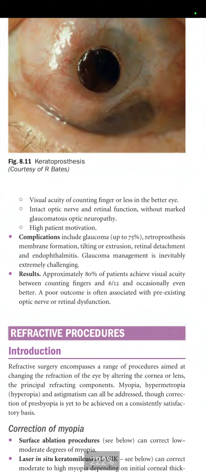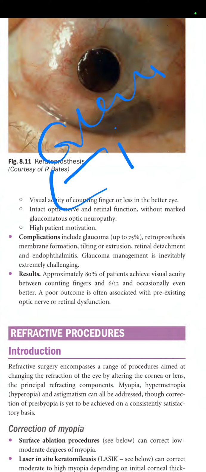High patient motivation. Complications include glaucoma in up to 75%, retroprosthetic membrane formation, tilting or extrusion, retinal detachment, and endophthalmitis. Glaucoma management is inevitably extremely challenging. So one thing is you can get glaucoma, there can be membrane formation, the implant can extrude, there can be retinal detachment and endophthalmitis as well.